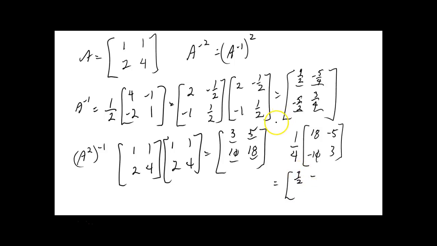minus 5 over 4 and 1/4 times a -10 would be 1/2 times a -5. So it would be -5/2, and then that would be a 3/4, and bing, bing, bing. Looky there. They're the same. They should be. Okay?